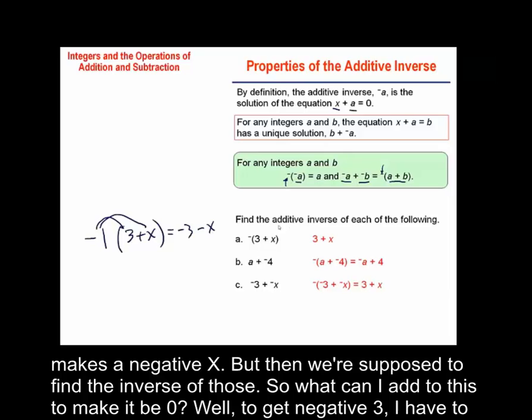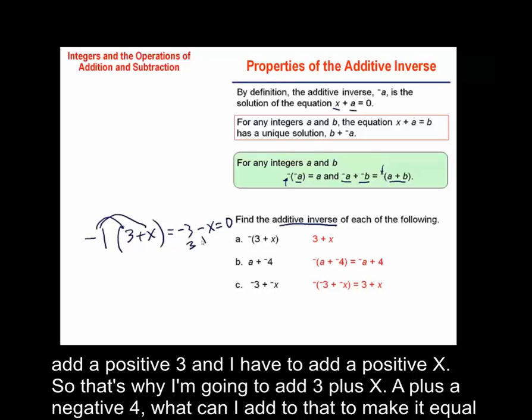But then we're supposed to find the inverse of those. So what can I add to this to make it be 0? Well, to get -3, I have to add a positive 3, and I have to add a positive x. So that's why I'm going to add 3 plus x.